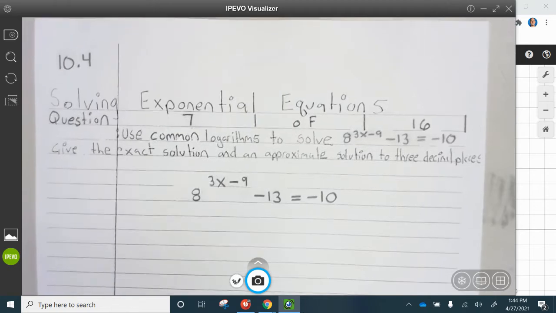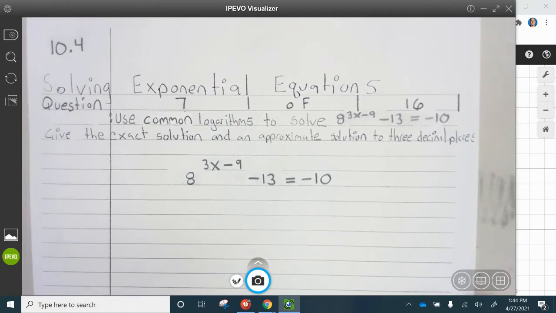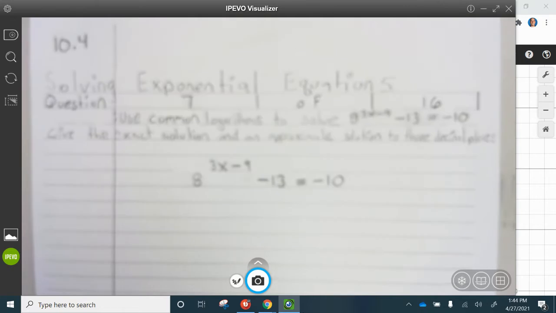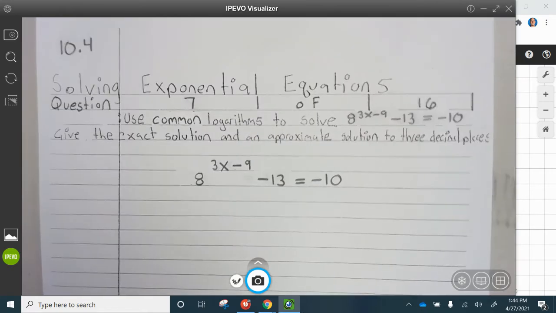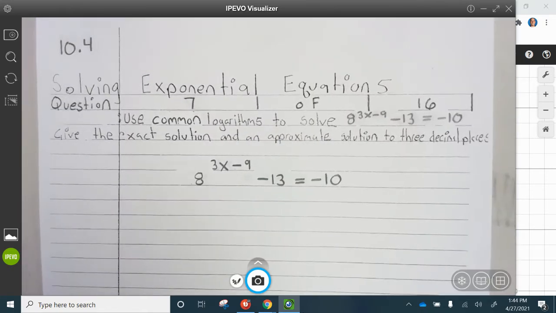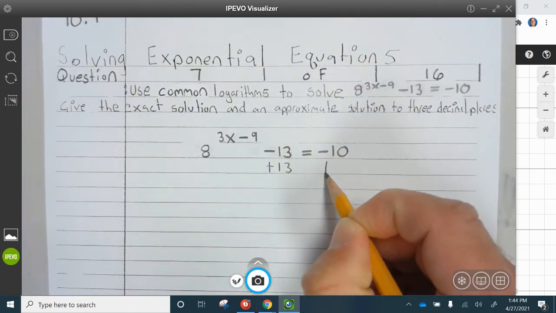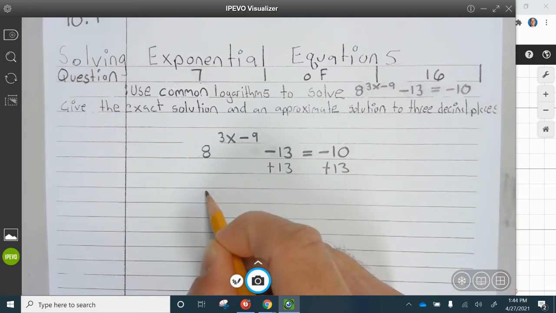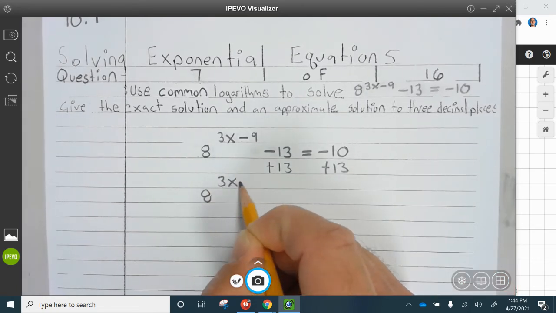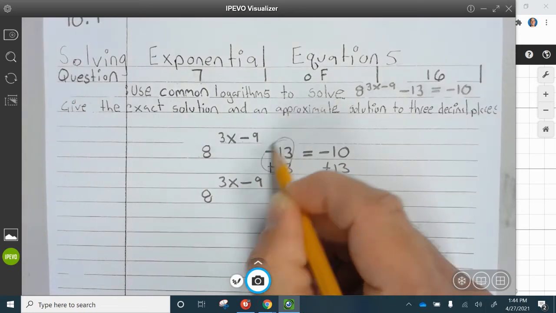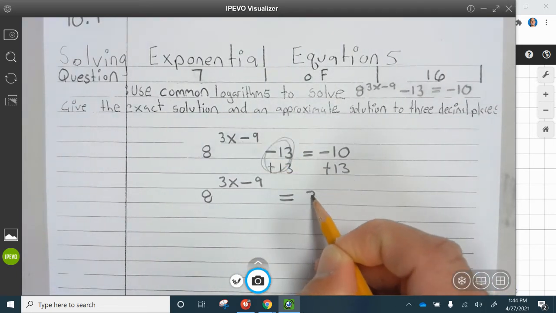All right, question 7 of 16. Use common logarithms to solve 8 to the 3x minus 9 minus 13 equals negative 10. Give the exact solution and an approximate solution to 3 decimal places. Okay. So first off, we need to add 13 to both sides. So then you have 8 to the 3x minus 9 equals, that becomes 0. Negative 10 and 13 is 3.